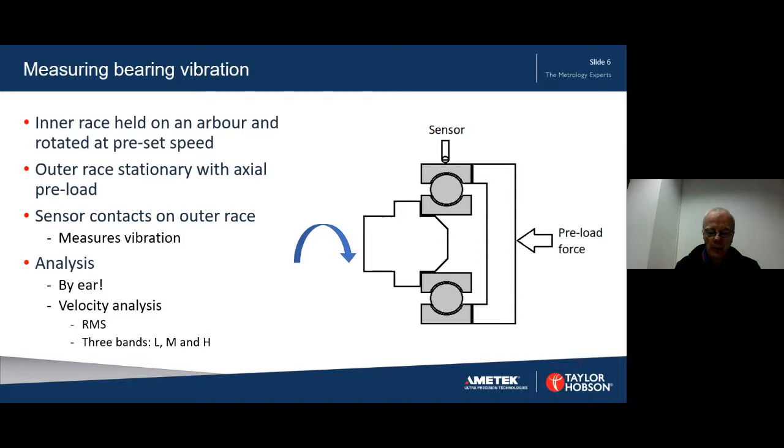Different types of sensors can be used, but the output of the sensor is converted into velocity units, usually micrometers per second. Analysis of the bearing is done in two ways. Firstly, by listening to the noise using headphones or a speaker, and secondly, by the measurement of RMS velocity in 3 bands designated as low, medium, and high.